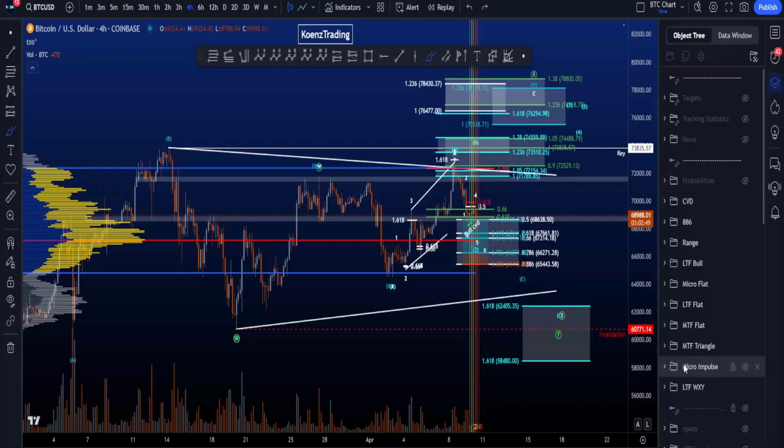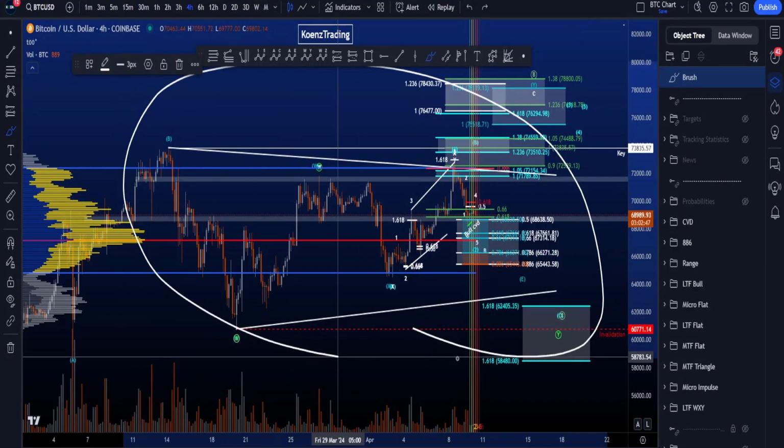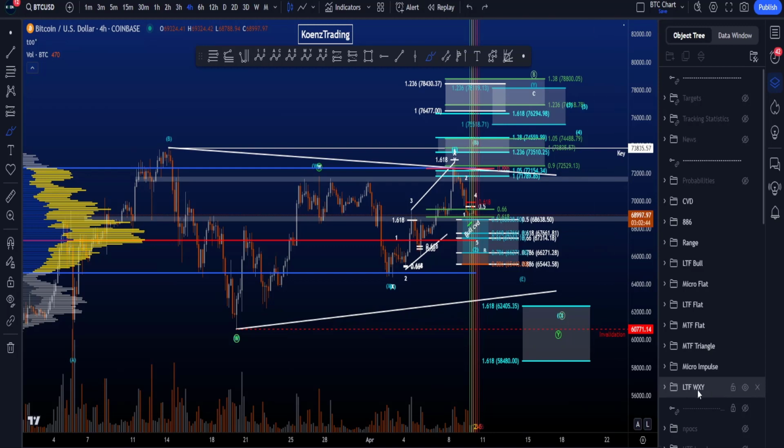Hi everyone, let's go over my bullish and bearish Elliott Wave scenarios on Bitcoin. And usually we start with the highest probability scenario and work our way to the lower probability scenarios. But in this video that is turned around.